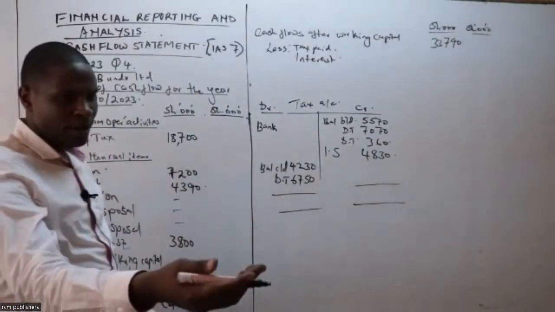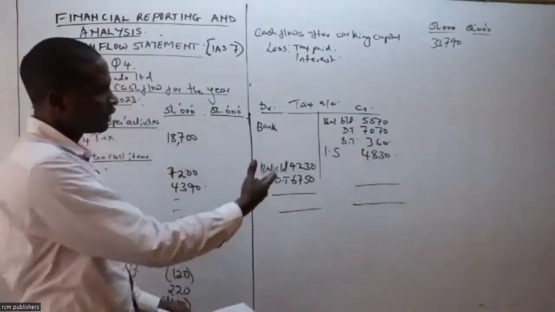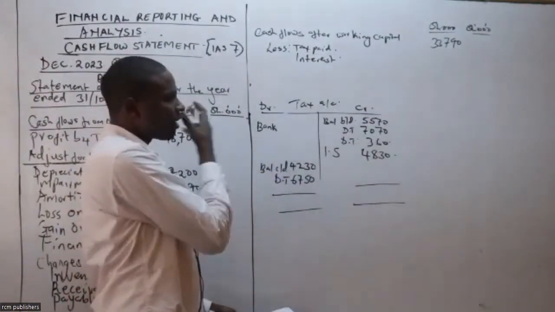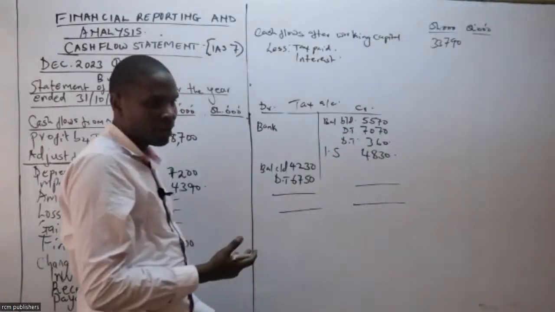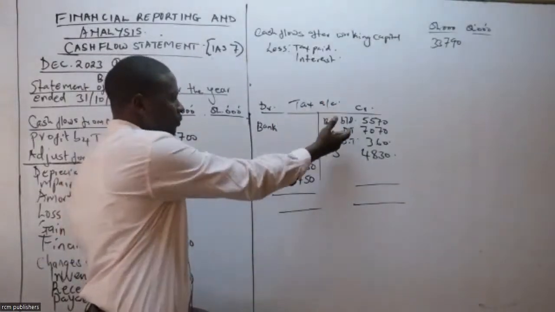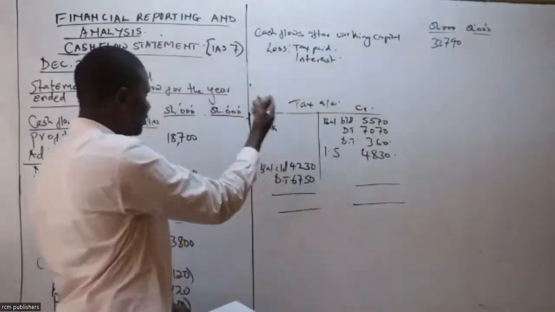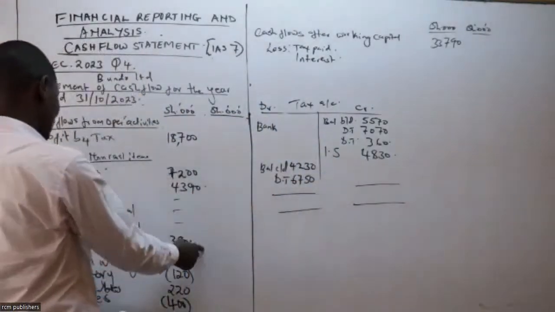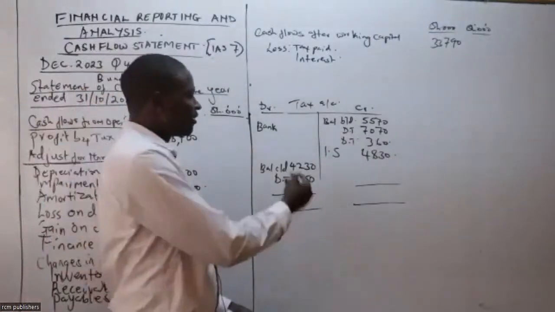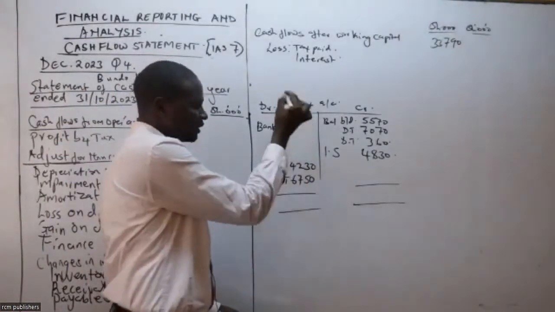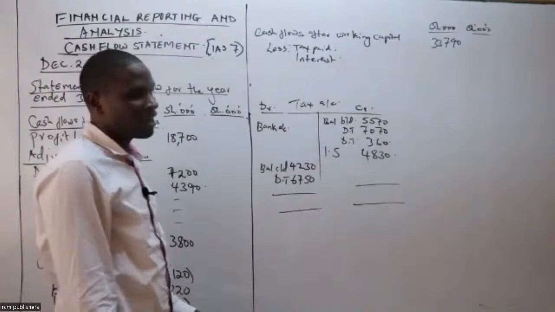Interest, we have been given by someone there. You will do the same, by the way. For the interest, you also draw the same T account. You take the balance brought down, you take the balance carried down, and then from the income statement, you had your finance cost of 3800. And you will get the bank account. The money that has been paid will be on that side.